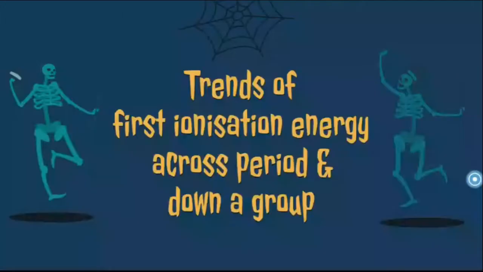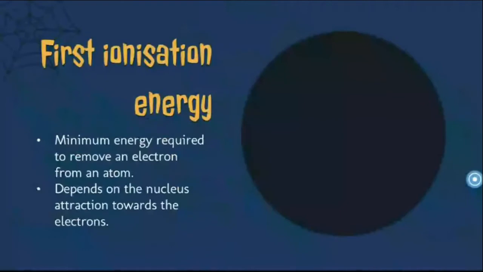So we look at the third trend, the first ionization energy. What is the first ionization energy? The first ionization energy is the minimum energy required to remove an electron from an atom. Earlier, electronegativity was about attracting electrons towards the atom. For ionization energy, we remove an electron from the atom, so it also depends on the nucleus attraction towards the electron.